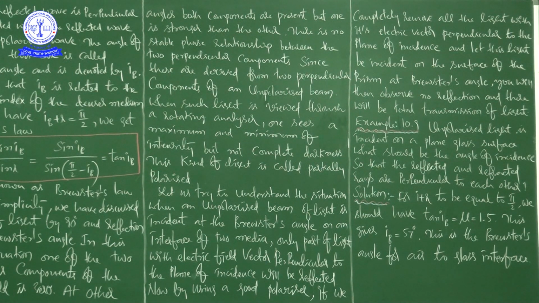Not only this, because reflection is one phenomenon, refraction is one phenomenon, and then interference, diffraction, polarization, but we also have other phenomena, for example the photoelectric effect. Those phenomena related to light we will also discuss in future. That is our next chapter, dual nature of radiation and matter.